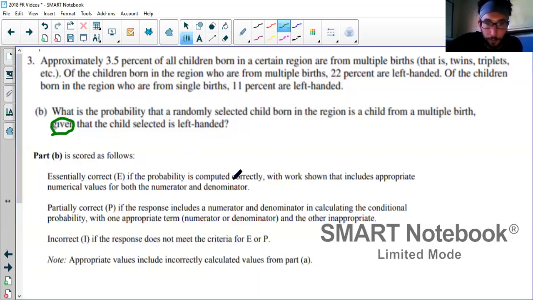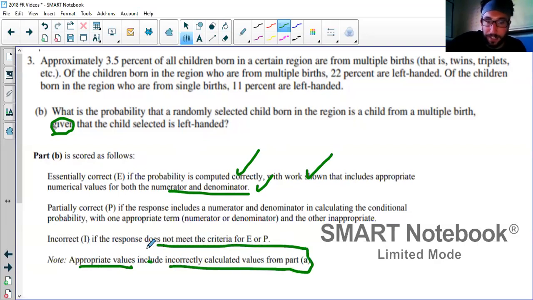Essentially correct if probability is computed correctly. Boom. With work shown. Boom. With correct numerator and denominator. I mean, I guess that's going to happen if we get the right final answer probably. So we're good. And notice it says appropriate values include incorrect values from part A. So that idea I mentioned earlier, if you use a wrong answer from A in subsequent parts, that's okay. That's still appropriate for parts B and C.